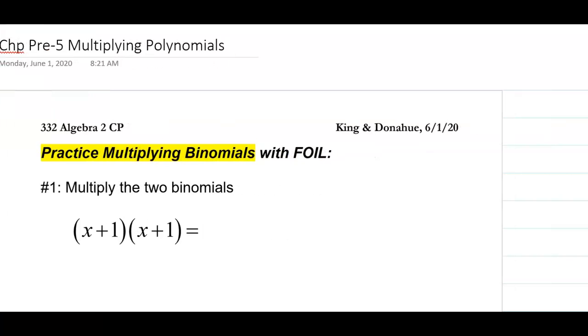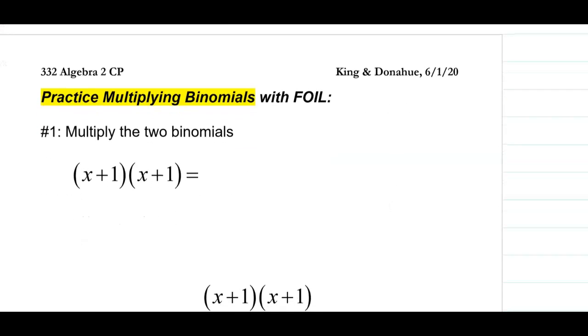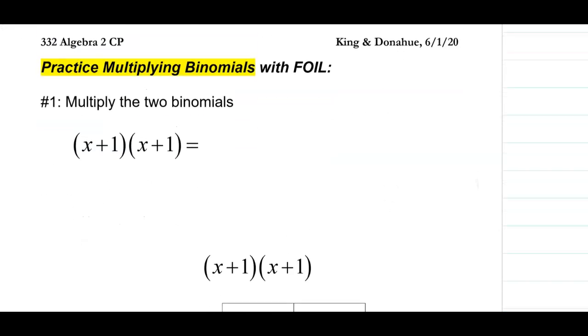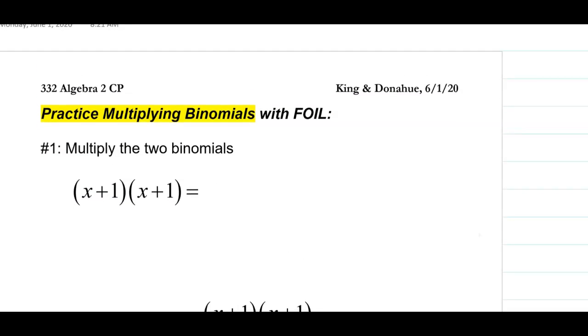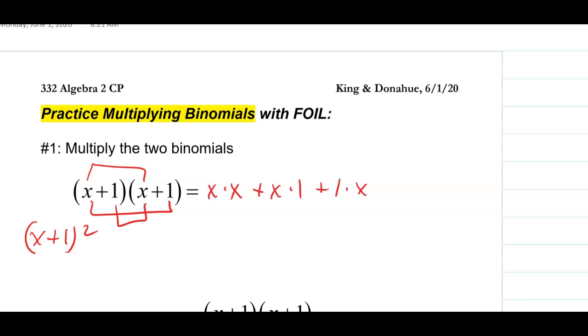So more typically in algebra, we're going to be working with variables too. And so our binomials are going to be terms with a variable, typically, in each one. So x plus 1 times x plus 1 is also known as x plus 1 squared, if we were to write it that way. And we're going to use FOIL. So first terms, x times x. Outer terms, x times 1. Inner terms, 1 times x. Last terms, 1 times 1.